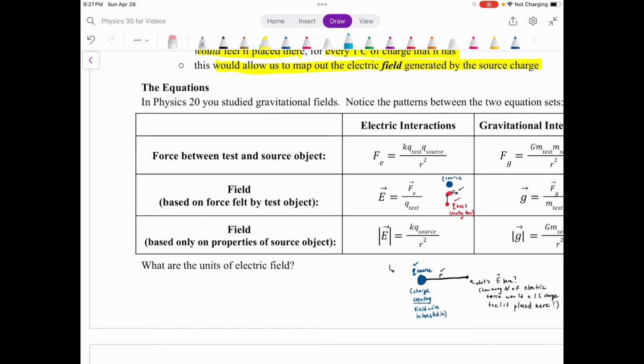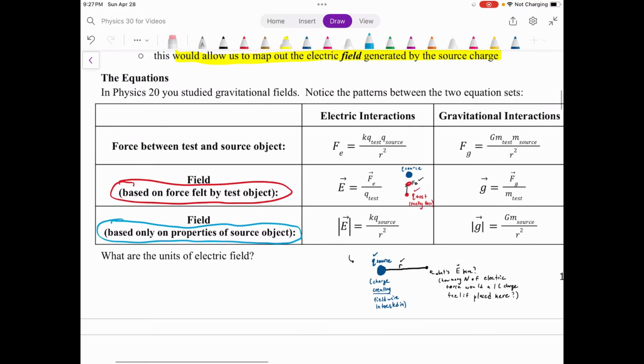The field, this is how we could calculate the field based on a force that's felt by a test object, right? That's what this equation is set up to work with. It's set up to work with some other charge that actually felt a force, and we know that force and we know the charge of the object that felt it. Whereas this one is set up to work just based on knowing properties of the thing that is creating the field that we're interested in, right? So maybe we know the source charge's charge and we know how far away the point that we want to find the field strength at is from our source charge.